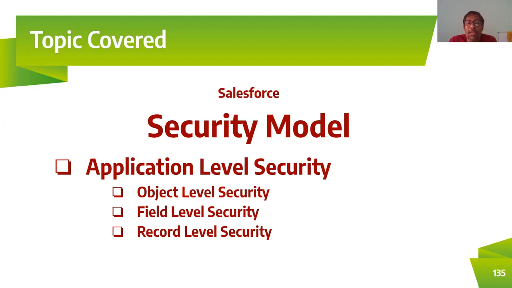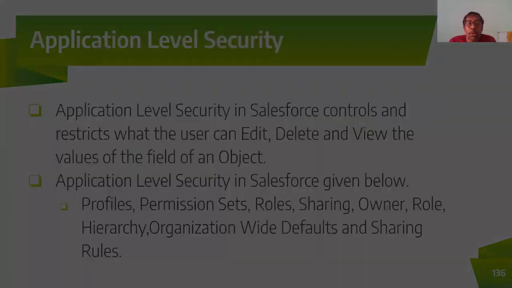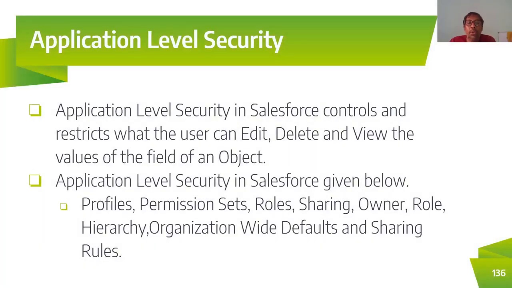Application level security is of three types. It has been classified into object level security, field level security, and record level security. So in today's session, we are going to discuss object level security. Before getting into object level security, first of all, we should know what application level security is.